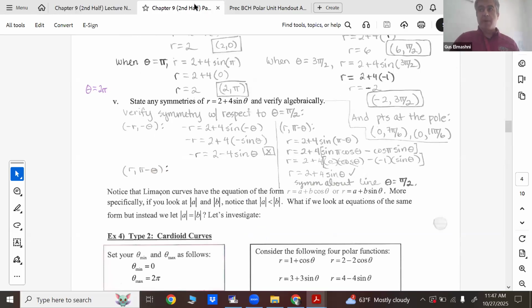So there's no inner loop, by the way, because the absolute value of A and the absolute value of B are the same. The absolute value of A is the number off to the side. The absolute value of B is the number in front of the trig function, like this here, right? A plus or minus B cos theta, A plus or minus B sine theta. If these absolute values are identical, then no inner loop.